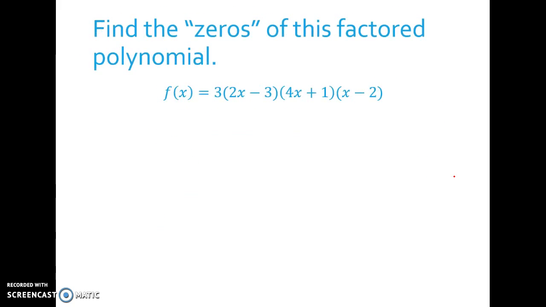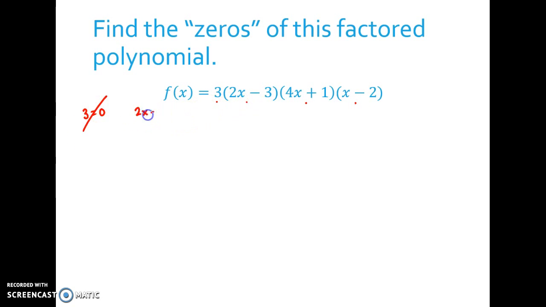Okay, find the zeros of this factored polynomial. Zeros is just another name for the roots. It means set it equal to 0. So if this is a product of things that's equal to 0, then one of the items must be equal to 0. 3 is equal to 0 does not make sense, so that's not going to be true.